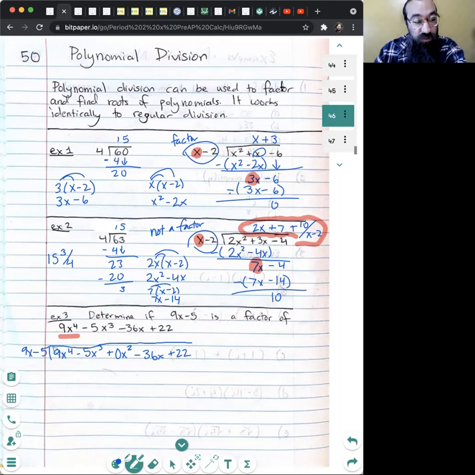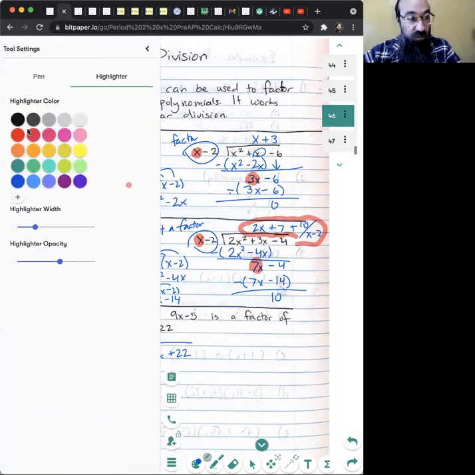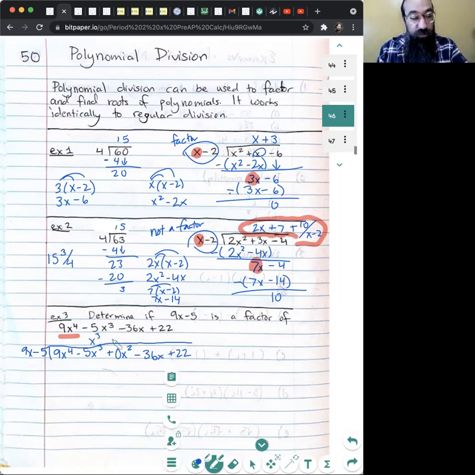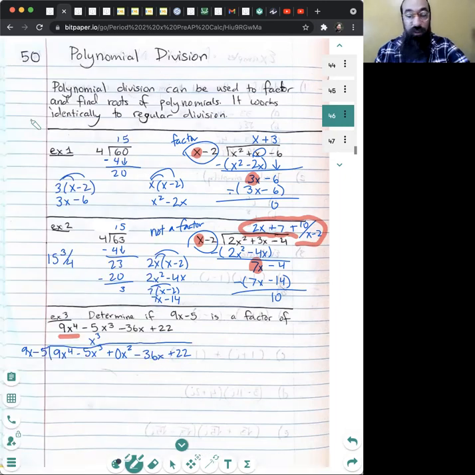And from here, it's just the same thing, right? As before, 9 times what gives us 9, 9x times what gives us 9x to the 4th. Okay, so that's the first question you should be asking yourself. Same process, right? So we should get x cubed because 9x times x cubed gives us 9x to the 4th. And so way over here, I'm going to do some of that scratch work. So x cubed times 9x minus 5.